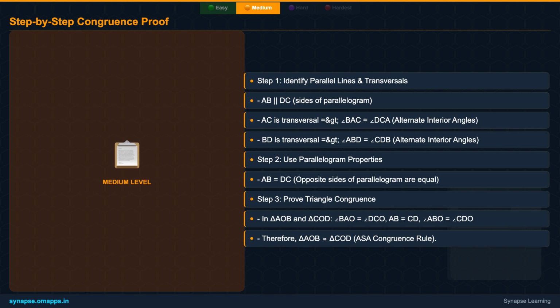Now, if we look at triangle AOB and triangle COD, we have an angle, a side, and another angle that are all equal, angle-side-angle, or ASA congruence. Since these triangles are congruent, their corresponding parts must be equal. This means segment AO equals CO, and segment BO equals DO. And just like that, we've proven that the diagonals bisect each other.